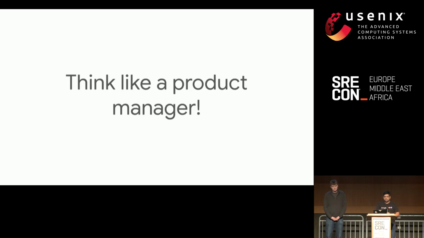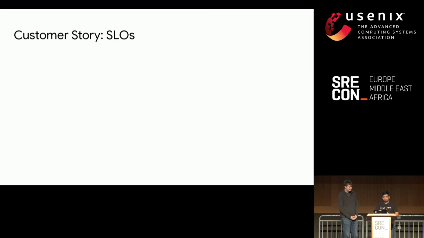So how do we solve this problem? It turns out that we need to think a little bit like a product manager. We need to understand the customer requirements, and we need to work across the SRE team and the dev team, and build something that meets the customer requirements but is also sustainable to operate. So here's one way you can think like a product manager.